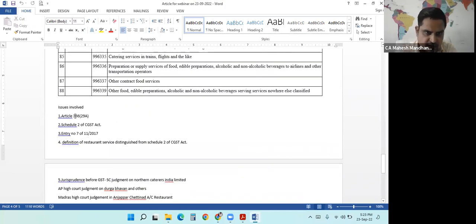Article 366, we have seen that through this Article 366, restaurant service was made liable to tax as sales tax as a sale of goods. Now, after the introduction of service tax law, it was also taxed as a supply of service, and now under GST, it will be liable to tax as supply of service.